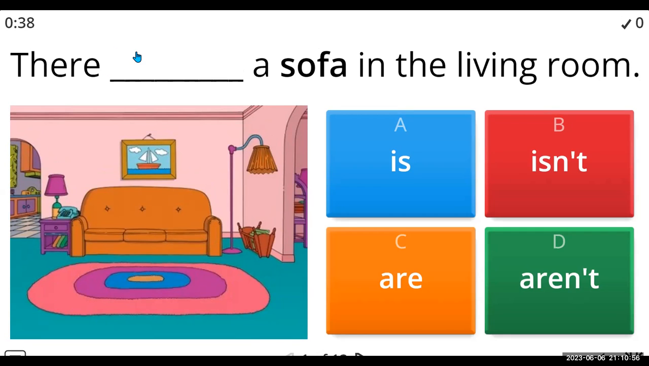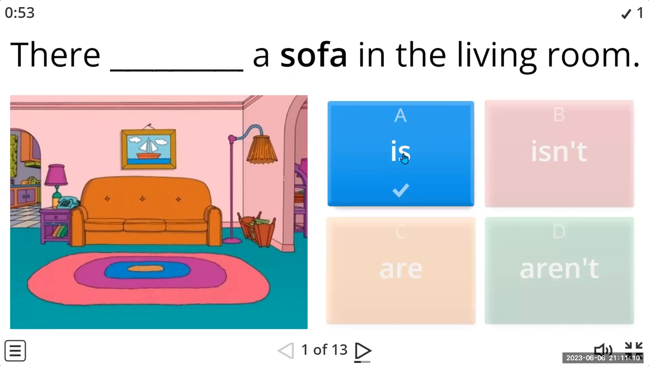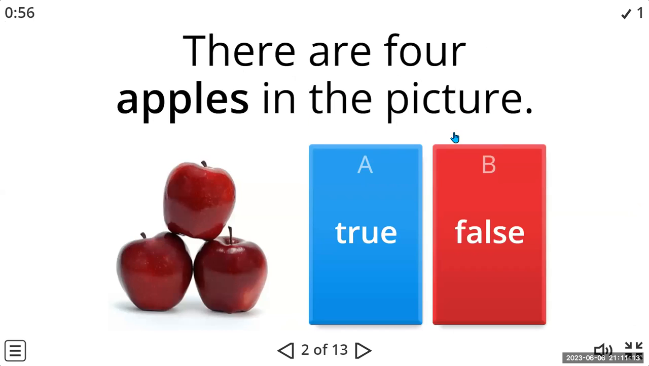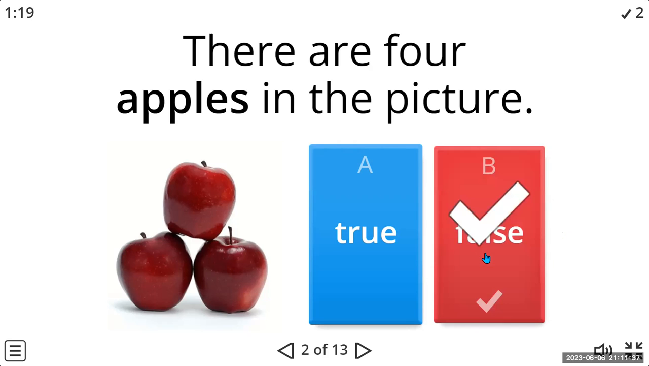Okay, there a sofa in the living room. A, B, C, or D. Tell me. Letter A, teacher. Okay, let me see. Oh, okay, nice. What about this one? There are four apples in the picture. False or true? False. Why? Because there are three apples. Okay, because there are only three. Okay, nice.